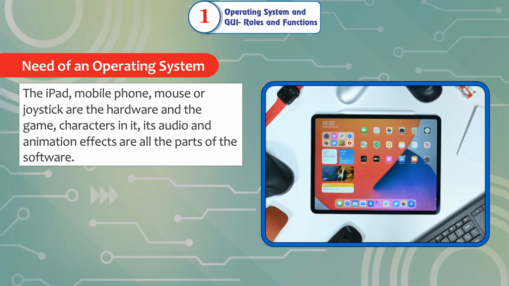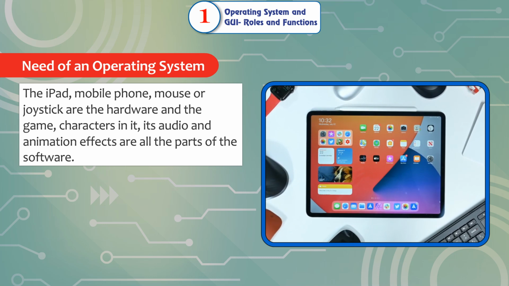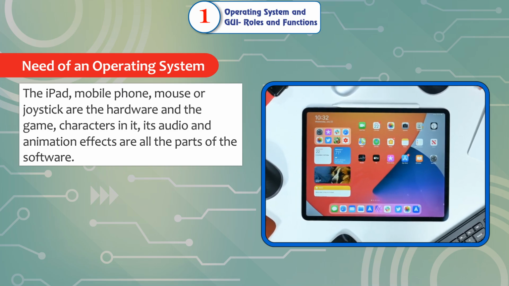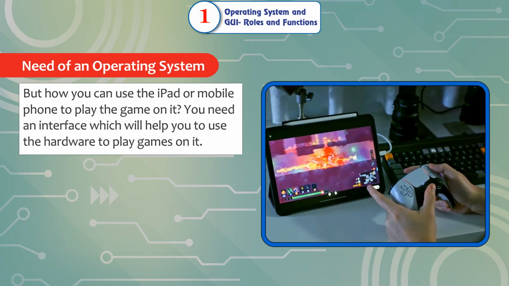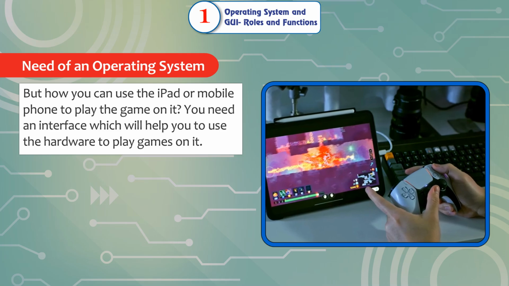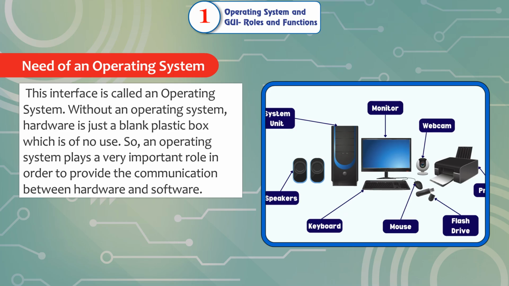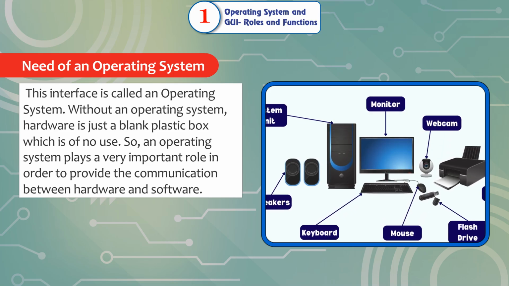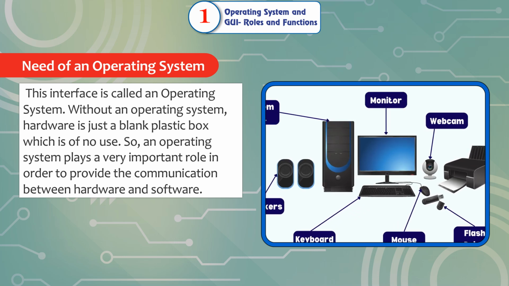The iPad, mobile phone, mouse or joystick are the hardware, and the game characters in it, its audio and animation effects are all the parts of the software. But how can you use the iPad or mobile phone to play the game on it? You need an interface which will help you to use the hardware to play games on it. This interface is called an operating system. Without an operating system, hardware is just a blank plastic box which is of no use.